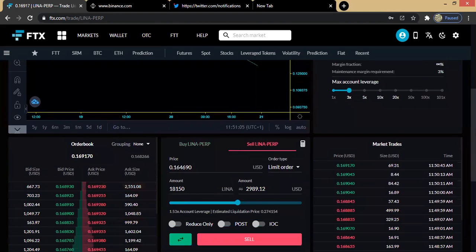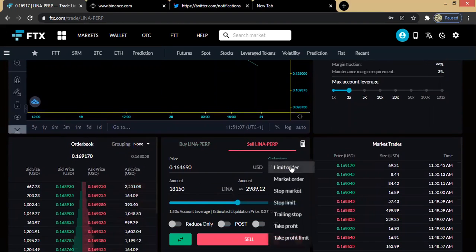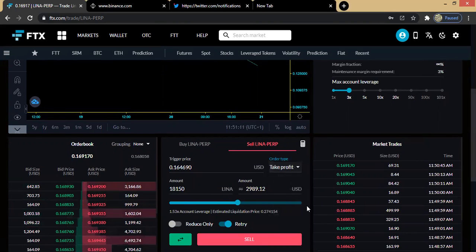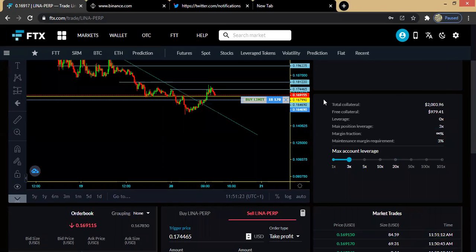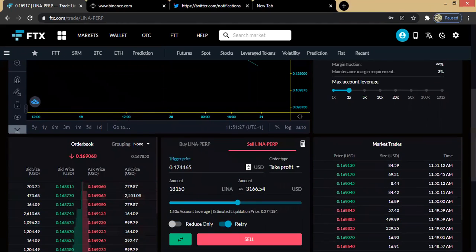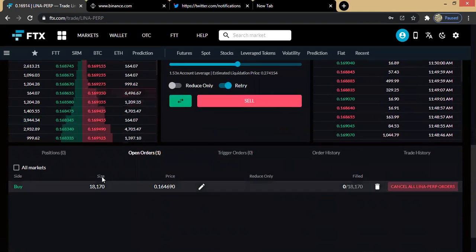I want to sell using take profit. My take profit there is 0.174465. That's my TP1, that's take profit 1. Now, if you check here, what is my order?